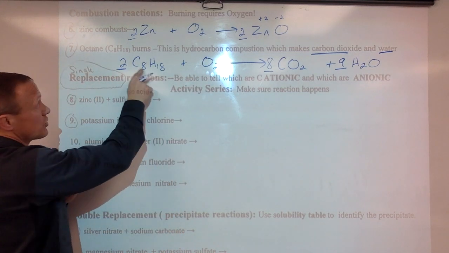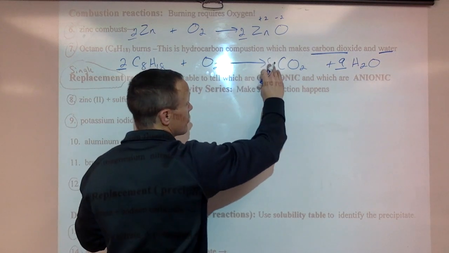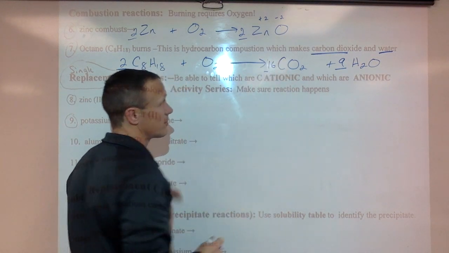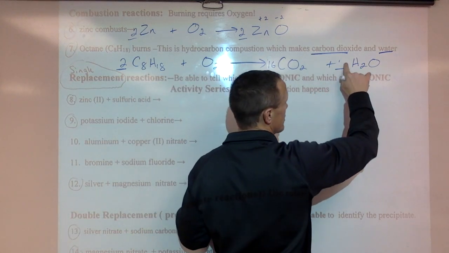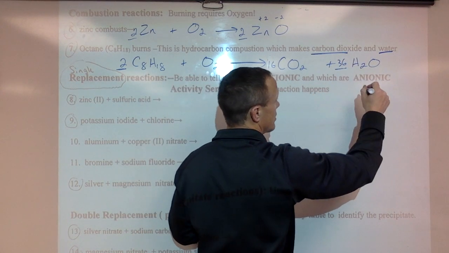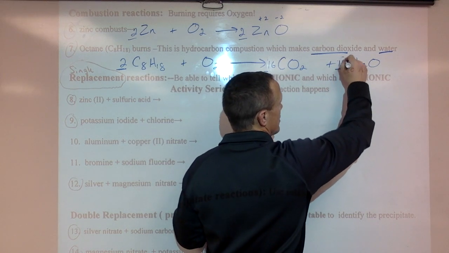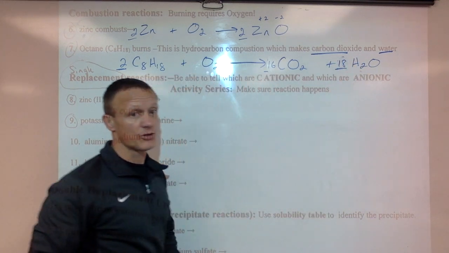So that makes 2 times 8 makes 16 carbons, so we need to put a 16 out in front of this. 18 times 2 is 36 hydrogens there.